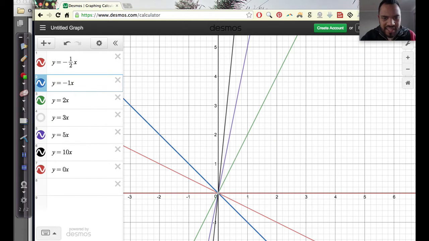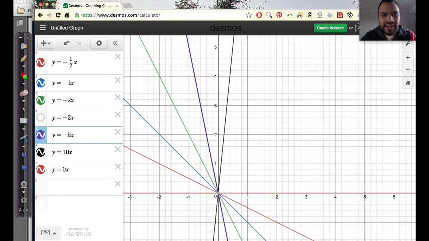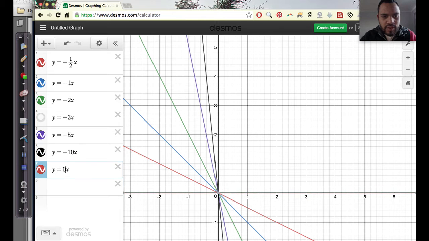What happens when I make it negative x, negative 2x, negative 3x, what about negative 5x, right? And then negative 10x. Now, of course, negative 0x is not going to change anything. We'll sit with exactly the same graph. So I'm just going to take the horizontal line out.